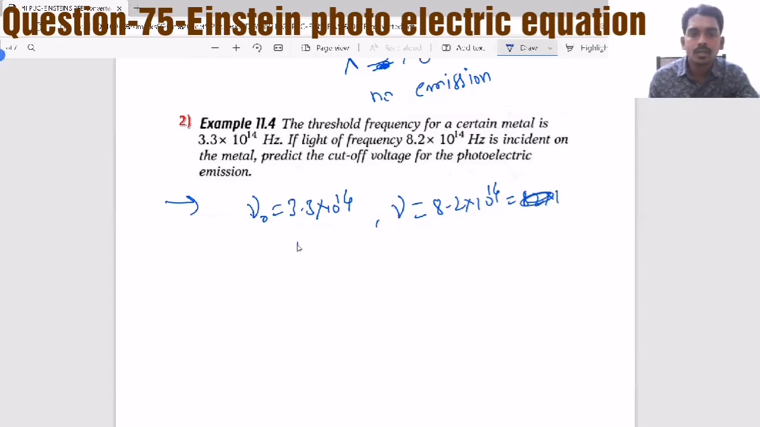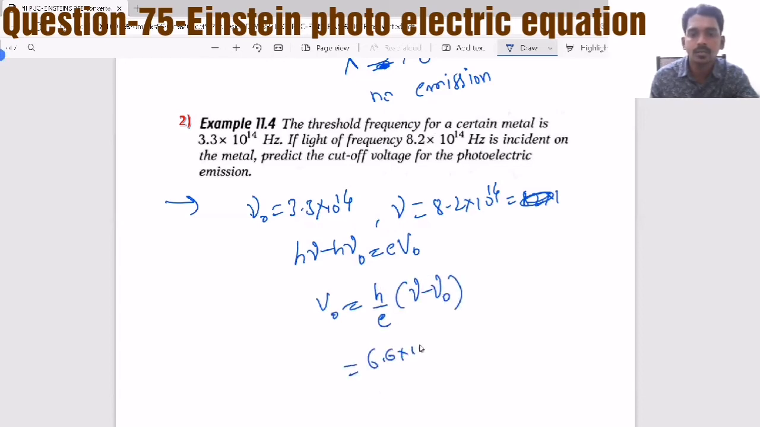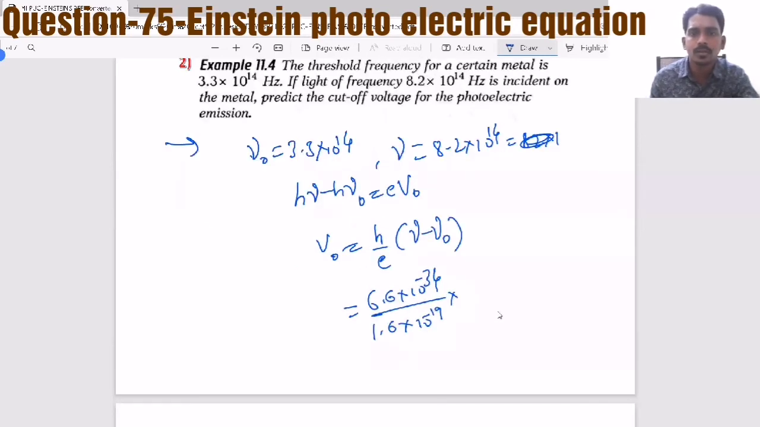Now predict the cutoff voltage. See, h nu minus h nu naught equal to e V naught. So V naught equal to h by e, if you take common, nu minus nu naught. h is 6.65 into 10 power minus 34 by 1.6 into 10 power minus 19. Now nu minus nu naught, if you subtract, 8.2 minus 3.3 into 10 power 14, I can take common.